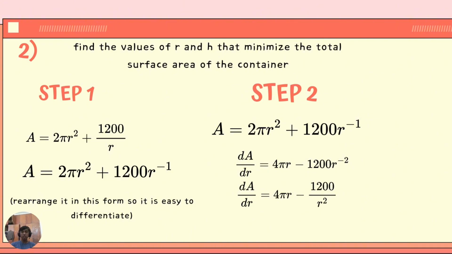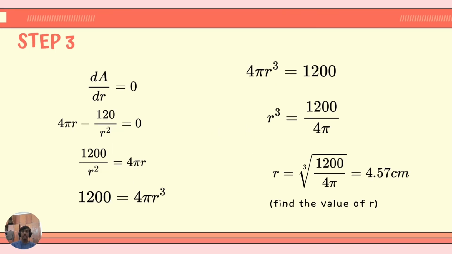Now, we need to differentiate A with respect to r to find the critical points where the surface area may be minimized. Using the power rule for derivatives, we calculate the derivative of the area equation. This derivative represents the rate of change of the surface area with respect to the radius. In the next step, we will set dA over dr equals 0 to find the critical points. After finding these points, we will determine whether they minimize the surface area using the second derivative test.